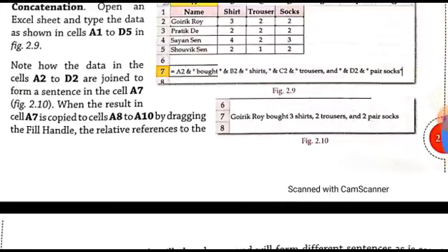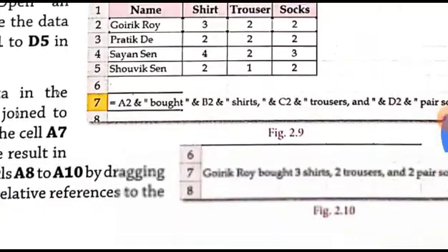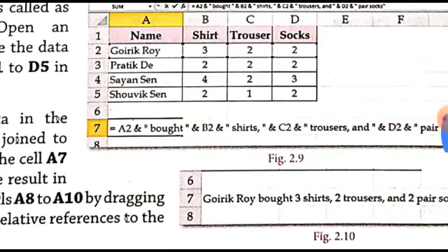If I zoom in, you can see what is written here. For using the cell value, we have written the cell reference A2. Then the AND operator is used for concatenation. Then we have used the string "bot", an additional string within double quotes. Then again we use AND for joining with B2. The value of B2 will come as 3. Then again a string, "shirts," then the string closes, then again AND, and C2 means the value of the trousers, which is 2. The number of trousers is 2.